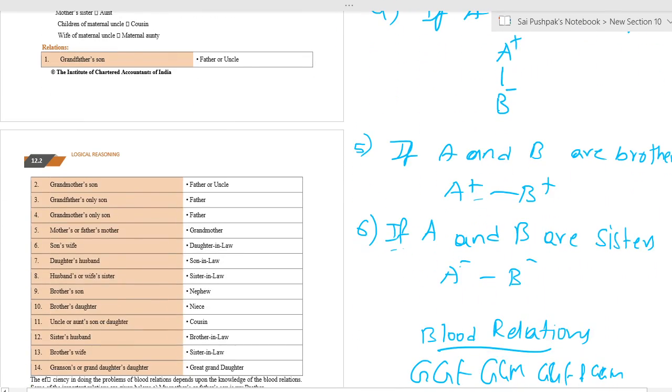So if A and B are brothers, we use one horizontal line, and if A and B are sisters, we use one horizontal line. That's it. If you know this, you can solve the problems easily. So this is the theory part in blood relations. We'll solve problems from the next class, next video.